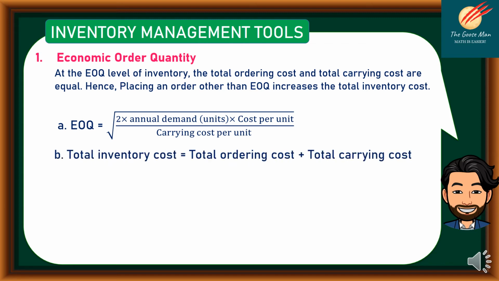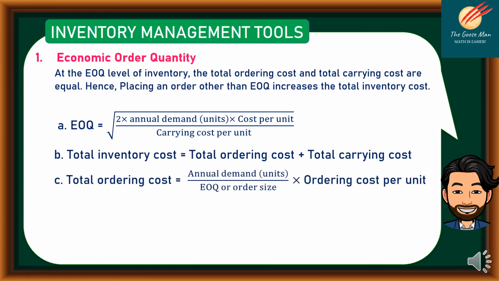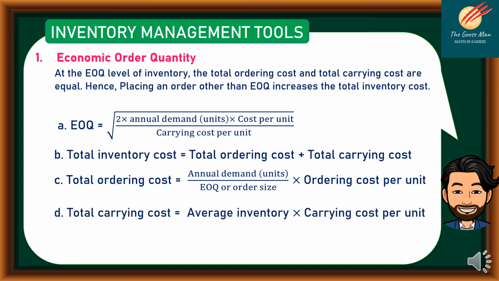Number two, the total inventory cost is equal to total ordering cost plus total carrying cost. Then we have total ordering cost, which is annual demand in units divided by EOQ times ordering cost per unit. Then we have total carrying cost, that is the average inventory times carrying cost per unit. And finally, average inventory is equal to EOQ or order size divided by 2.